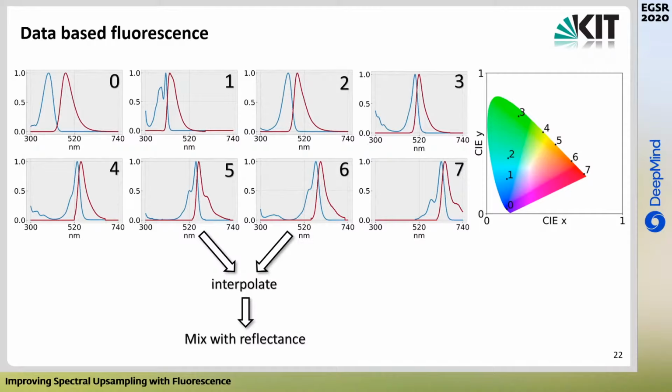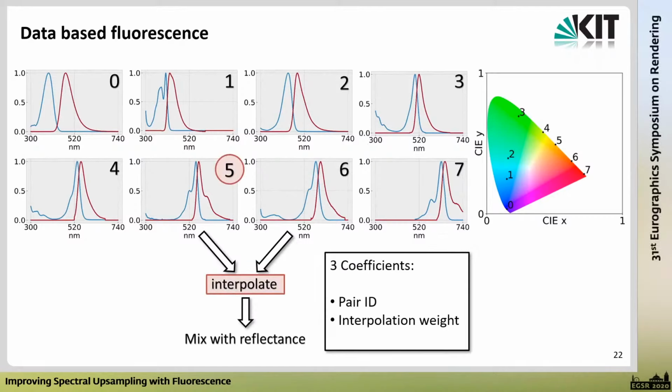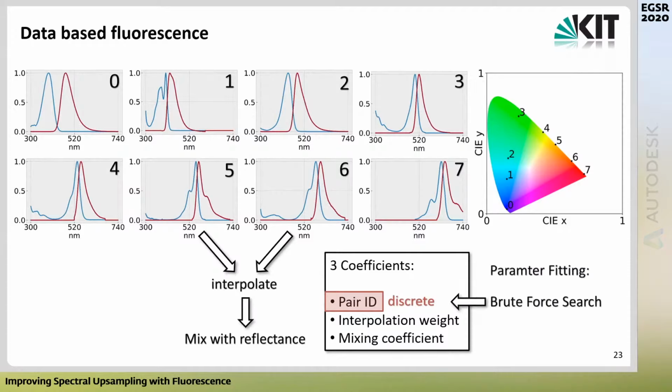So we also need to store 3 coefficients: the index of the interpolated pair, the interpolation weight, and, as in the analytical model, the mixing coefficient. And one thing that we need to note here is that the pair ID can only take on 8 discrete values. On the upside, this means that we only need 3 bits to store it, but on the downside, the optimization process is based on a continuous target function, so we can't simply ask the optimizer to fit our 3 coefficients. So instead, we perform a brute force search over all 8 pairs of adjacent measurements, and for each pair we run the optimizer for the remaining 5 coefficients to find the best fit.